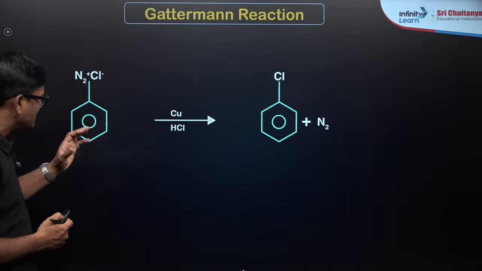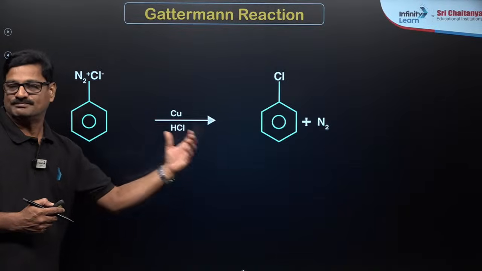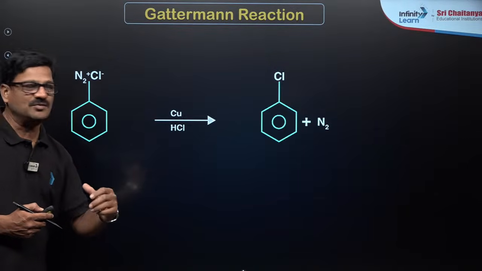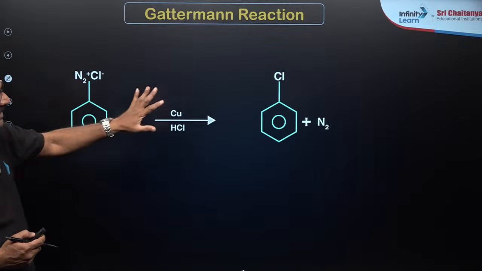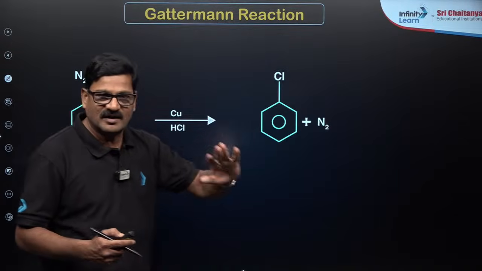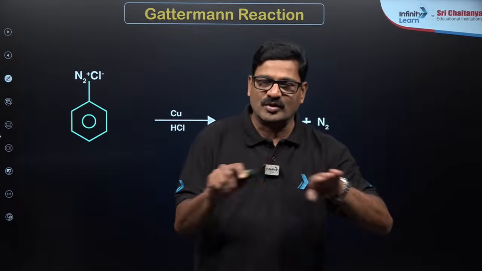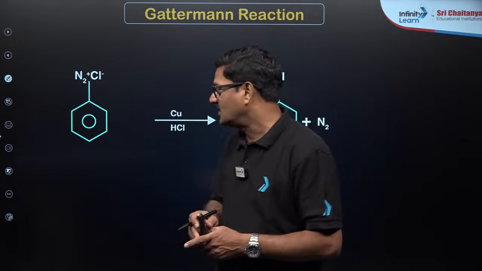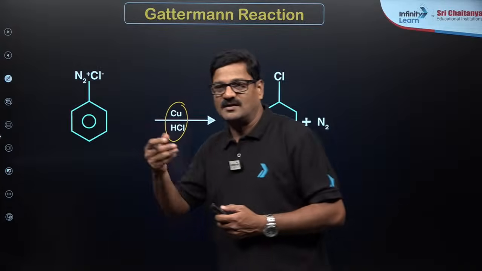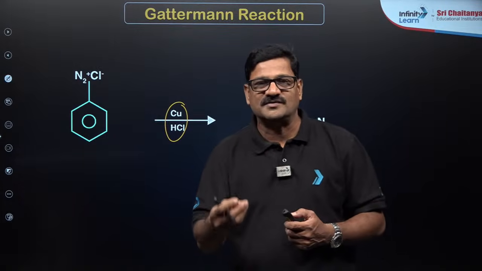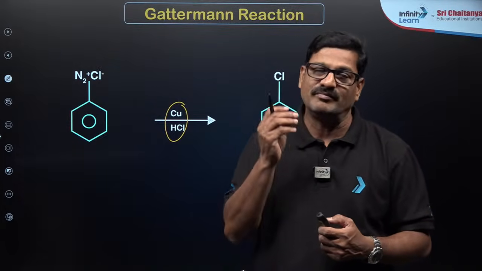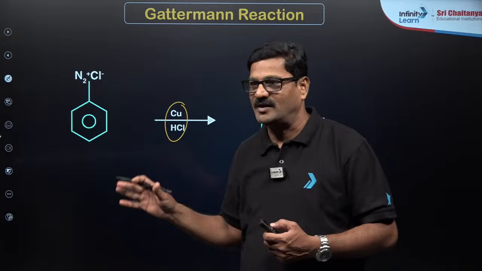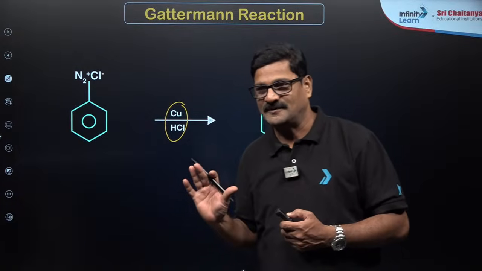And Sandmeyer reaction, if you use CuCl2, Cu2Cl2, you can get this same product, and that is called Sandmeyer reaction. Sandmeyer reaction, Gattermann reaction, both products are same, but the condition is different. But the yield of this Sandmeyer reaction is better as compared to Gattermann reaction. I think you are aware of that.